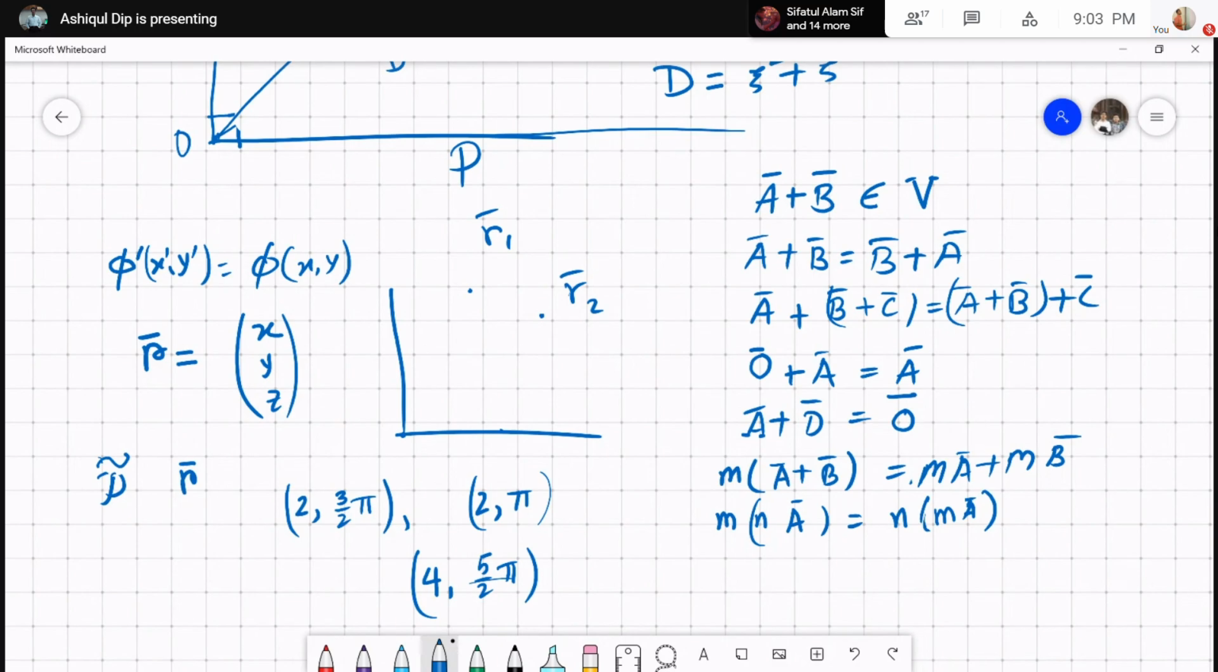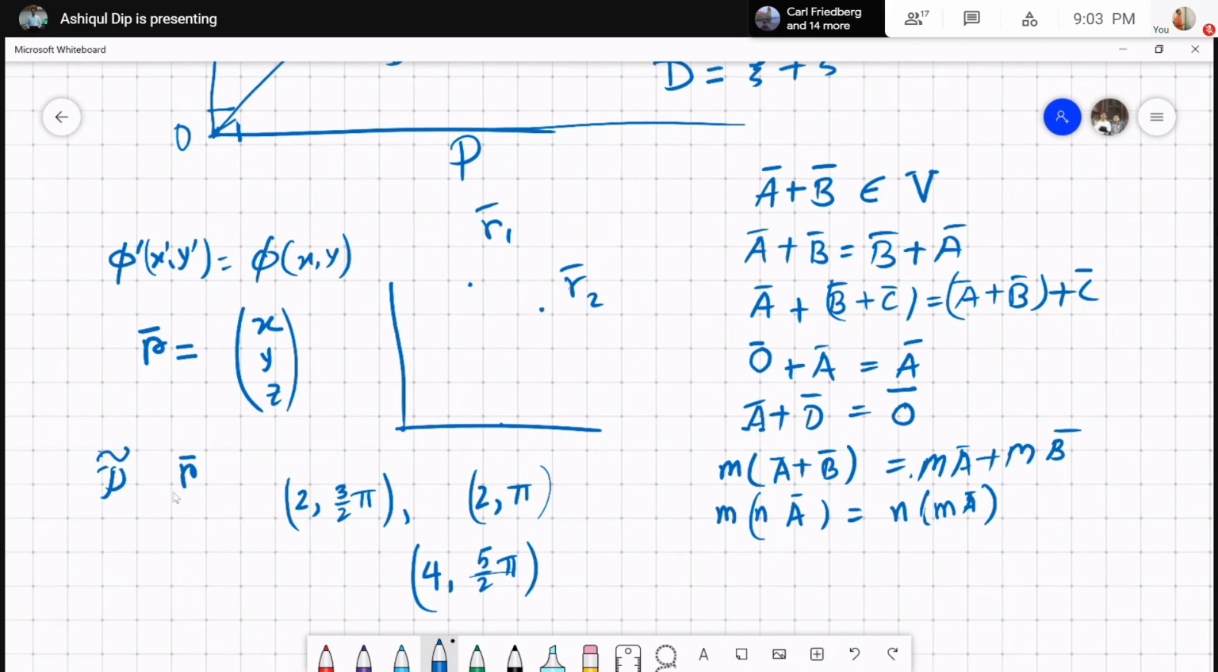So the point is, a point in a space, we'll call it later a flat space. By flat space we mean where Euclidean geometry is valid. When Euclidean geometry is valid, then the Cartesian coordinate representation of a point represents a vector. So that's the specialty of Cartesian coordinates.